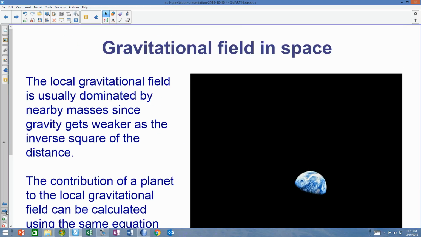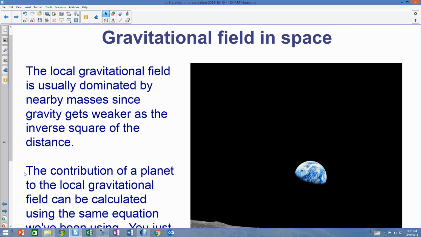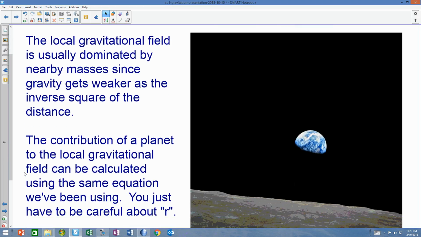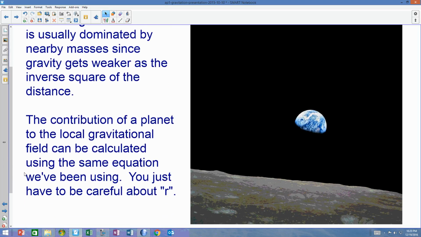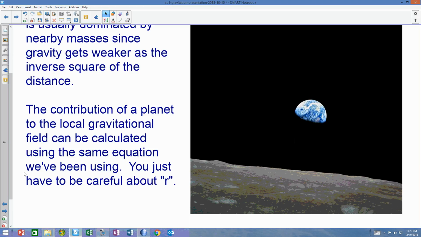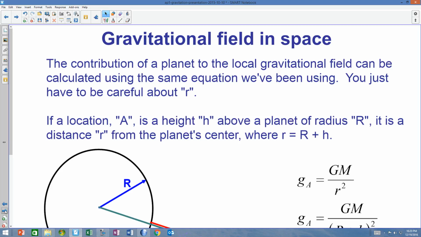The local gravitational field is usually dominated by the nearby masses, since gravity gets weaker as the inverse square of the distance. The contribution of a planet to the local gravitational field can be calculated using the same equation we've been using. You just have to be careful about what the R is in the formula.